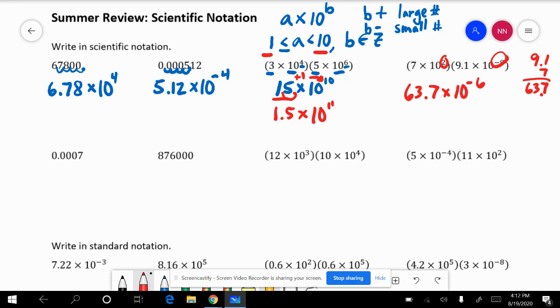Once again, this is not in scientific notation because this number right here is not in between 1 and 10. The number that would be in between 1 and 10 would be 6.37. Now, because this is a large number, we're going to add 1 to our exponent. So 1 plus negative 6 is negative 5. What I want you to do is pause the video for a second and see if you can do the next 4 on your own.